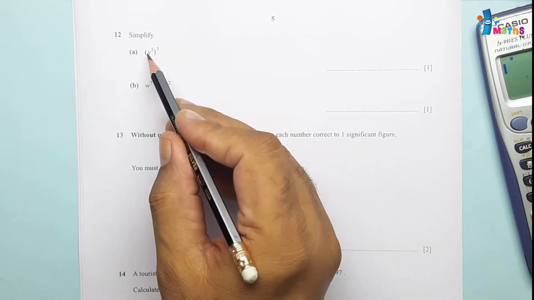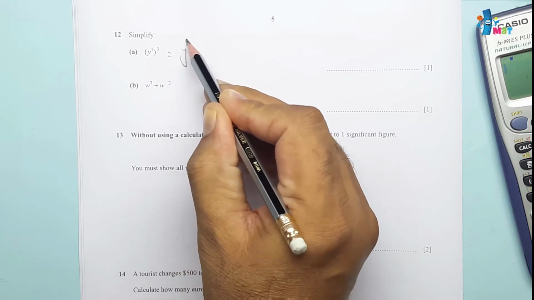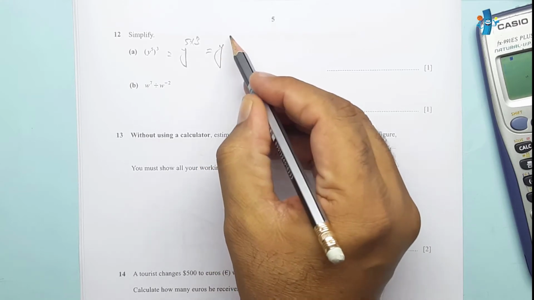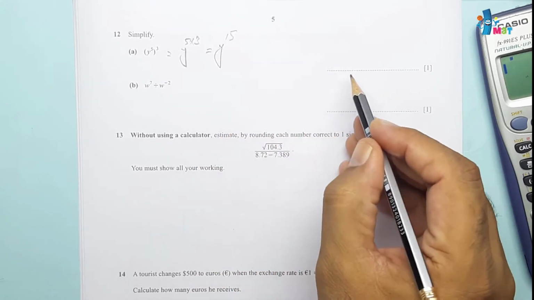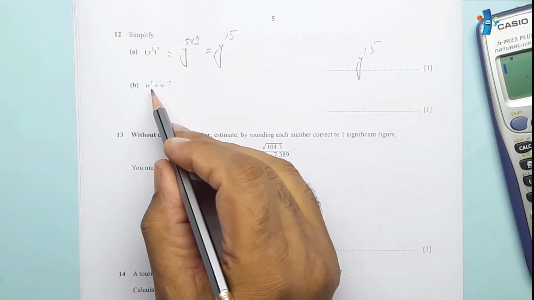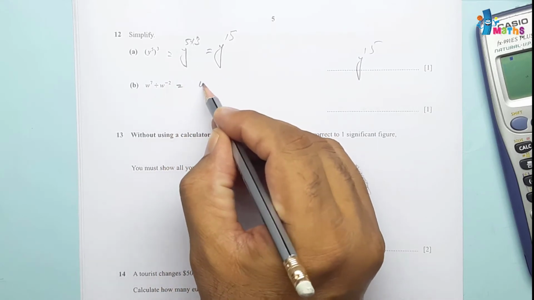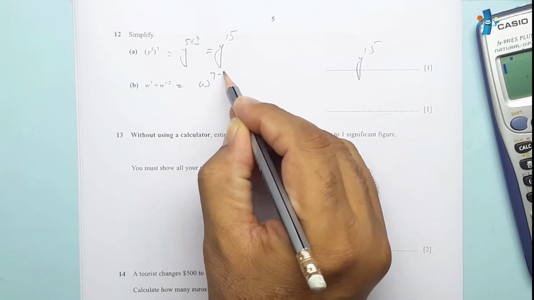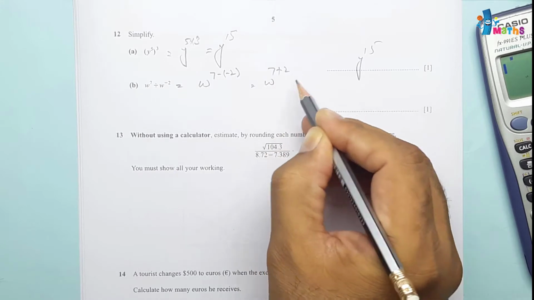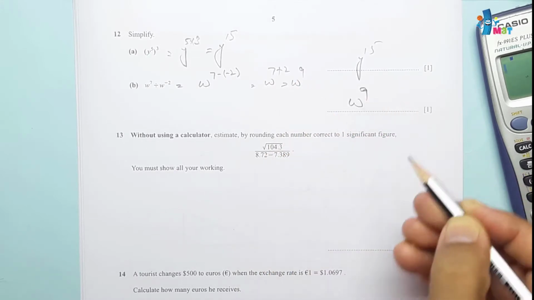Next is question number 12. Simplify y raised to 5 whole raised to 3. So powers will be multiplied, 5 into 3. So this will be equal to y raised to the power 15. Our answer will be y raised to the power 15. Then w raised to power 7 divided by w raised to power minus 2. So the power will be subtracting. So 7 minus minus 2. This will be equal to w raised to power 7 plus 2, which is w raised to power 9. So we can write w raised to the power 9.